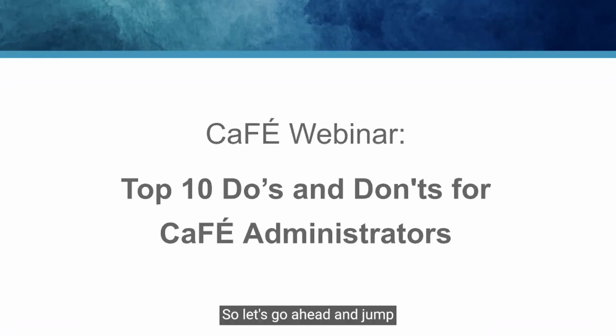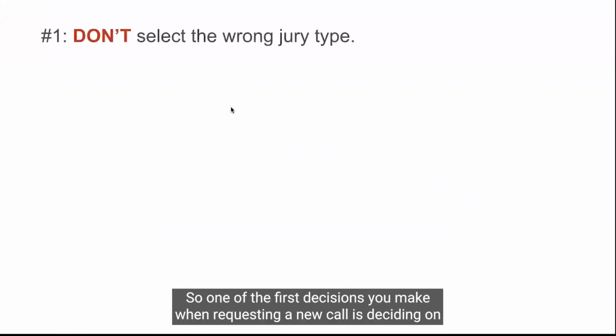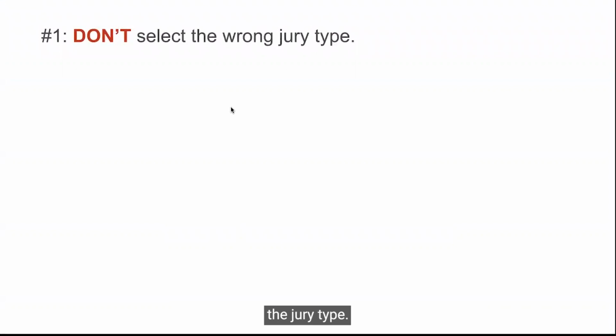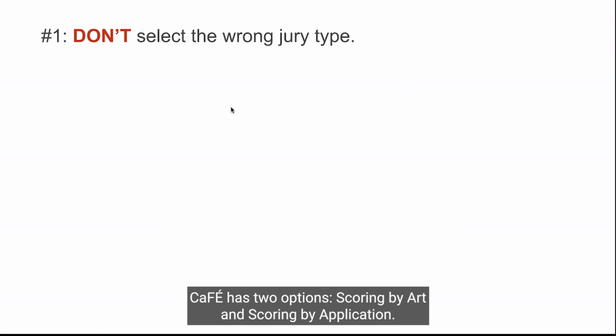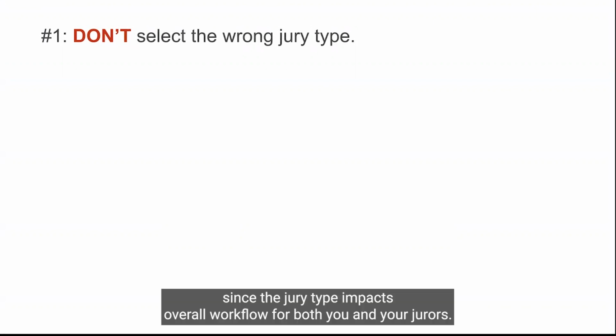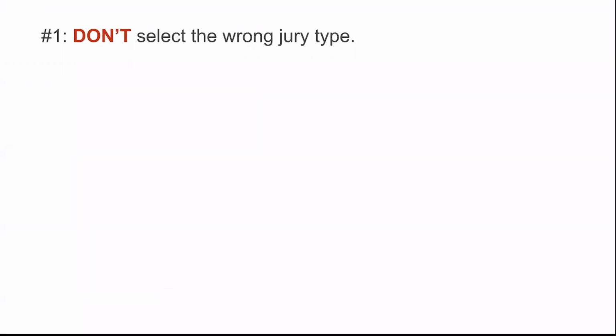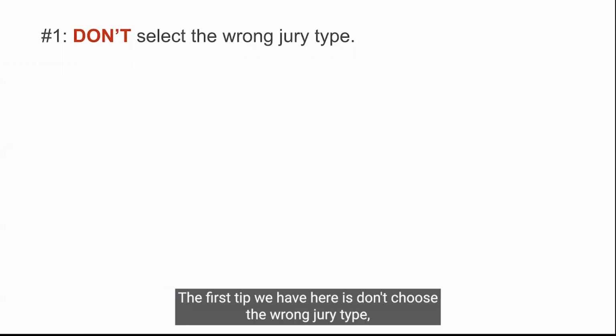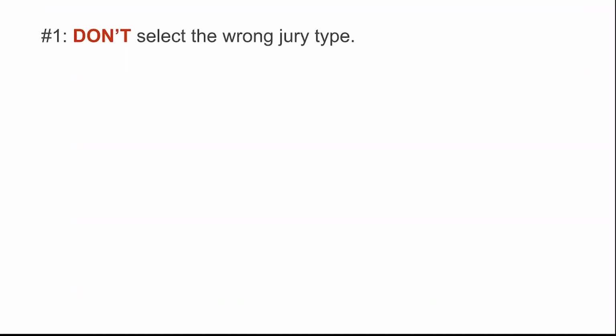So let's go ahead and jump right in to our first tip of the day. One of the first decisions you make when requesting a new call is deciding on the jury type. CaFÉ has two options, scoring by art and scoring by application. These two options allow you to host calls that may need to be scored differently. Since the jury type impacts the overall workflow for both you and your jurors, the first tip we have here is don't choose the wrong jury type.